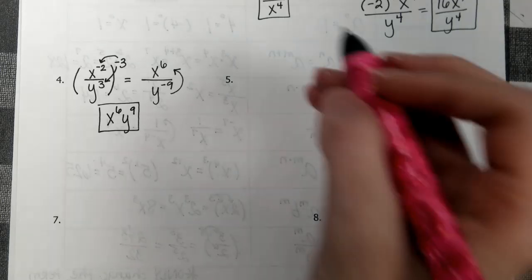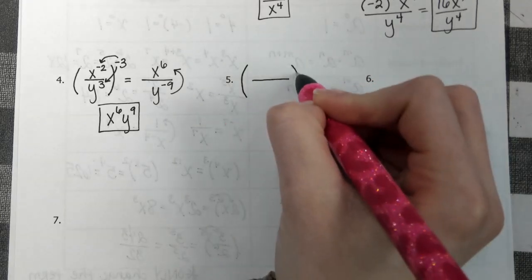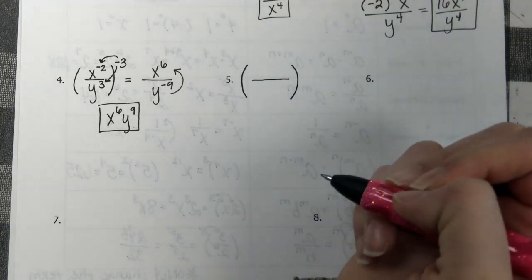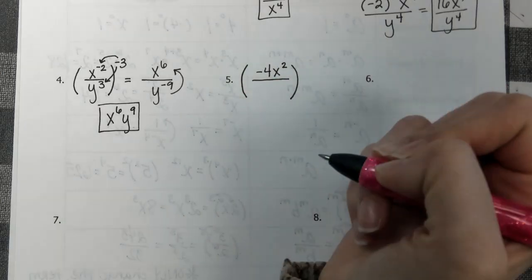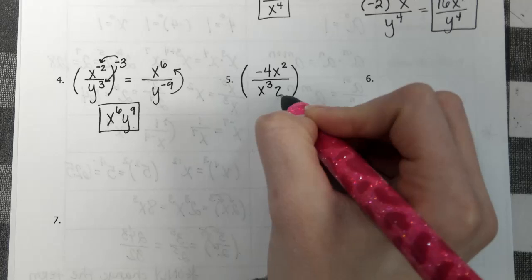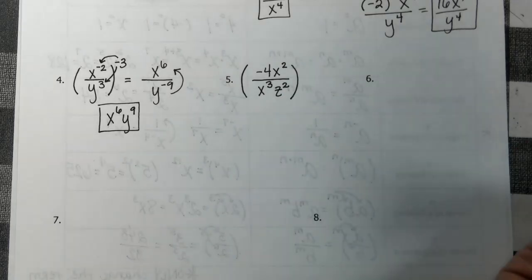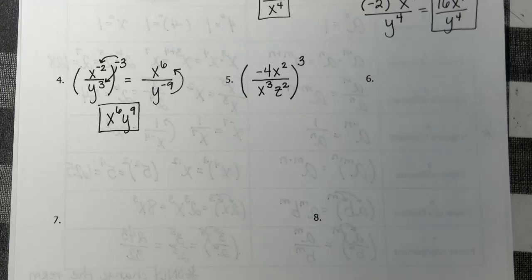So this next one is a little bit more. Our numerator is negative 4x squared. Our denominator is x cubed z squared. All raised to an outside 3. I write my z's with a line through it so you don't mix that up with my 2's. I'm just telling y'all that's what they look like when I do a z.